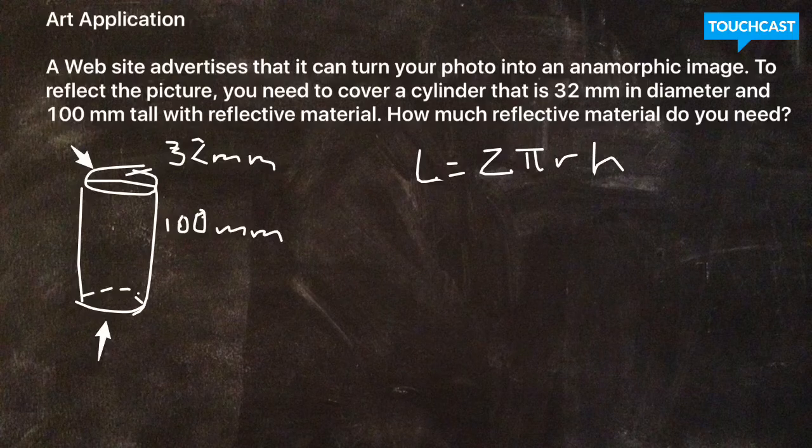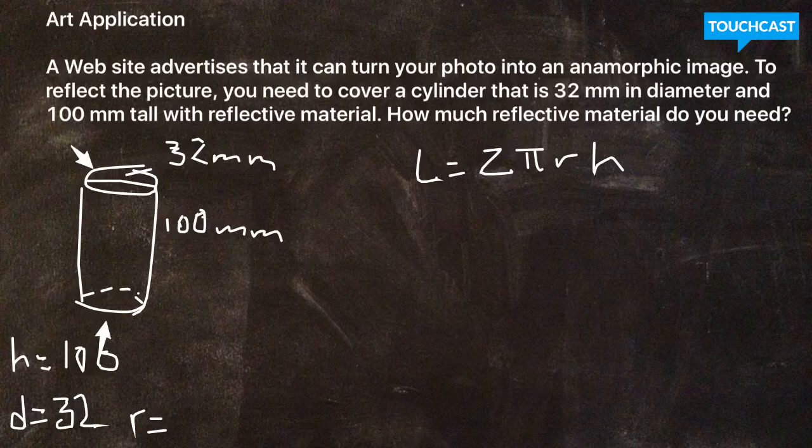So we know the diameter, we know the height. We kind of need to use that diameter to find out the radius. So we know that the height, or h, is 100, but we can use the diameter, 32, to find the radius. So if our diameter is 32, then our radius is just half of that, or 16. So we're going to plug h and r into our formula. So our lateral area is 2 times pi times the radius, 16, times the height, 100.